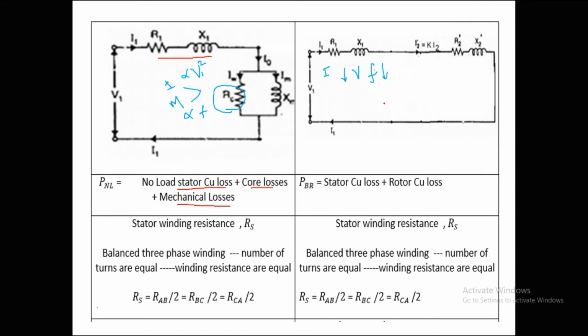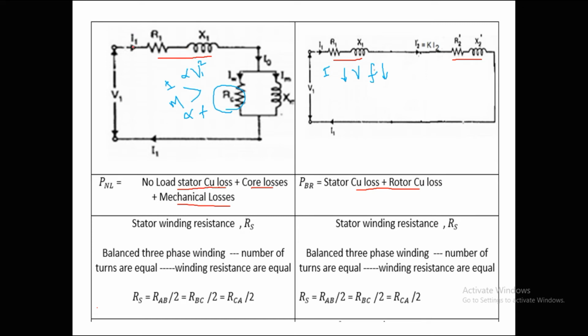Now coming to the blocked rotor test, here we are having only the impedances at the stator as well as on the rotor. So we can write the equation for blocked rotor power as stator copper loss plus rotor copper loss. So the thing is, for obtaining the no load and blocked rotor power, we require the resistance of the stator. It means we require the I square R loss.